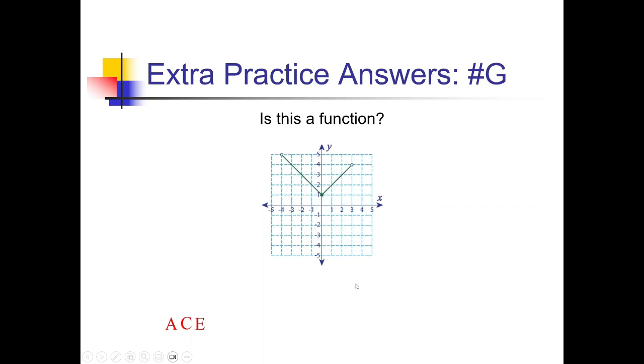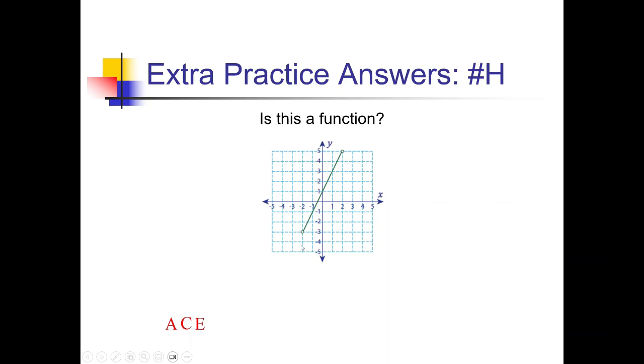For question G, this kind of looks like an absolute value sort of graph. In any case, we can't draw a vertical line that touches twice anywhere for any part of this, so this is a function. Question H is just a slanted line here. Definitely passes the vertical line test. Can't touch this twice anywhere with a vertical line, so this is a function.